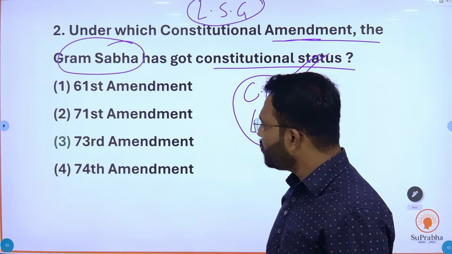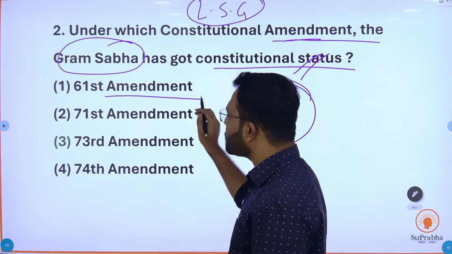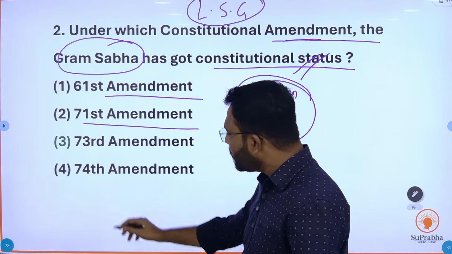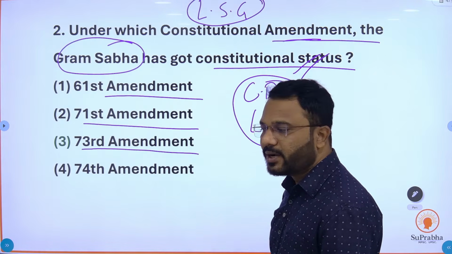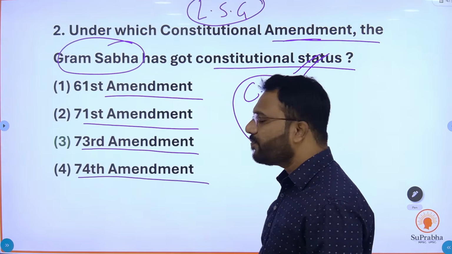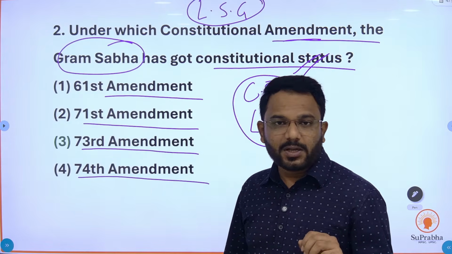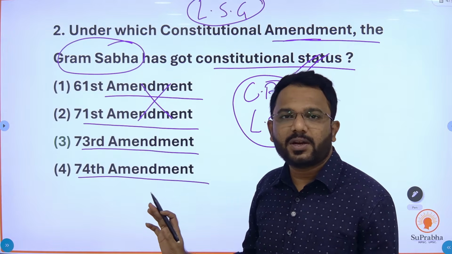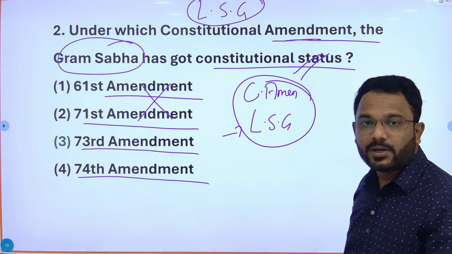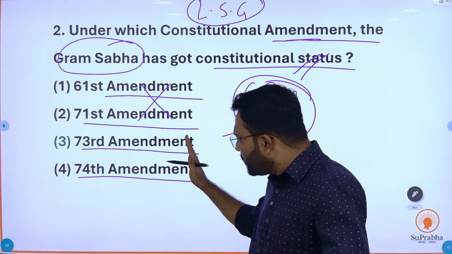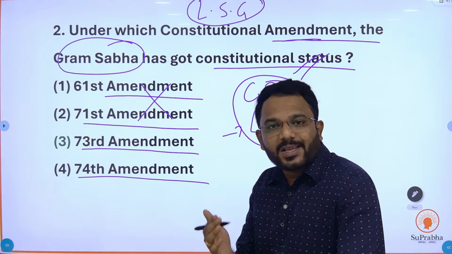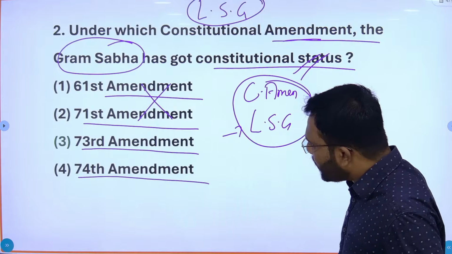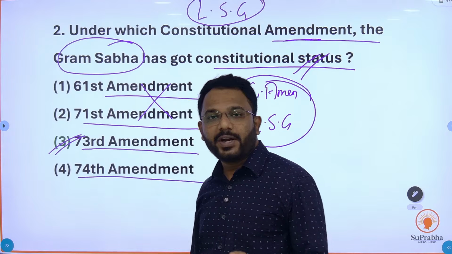And what are the options they have given? The first option says 61st constitutional amendment, second says 71st constitutional amendment, third says 73rd constitutional amendment, and fourth says 74th constitutional amendment. So here these two are not related anywhere near the chapter of local self-government, but these two are related to local self-government. So we will discuss in detail. So here the right answer is option number 3, the 73rd amendment.